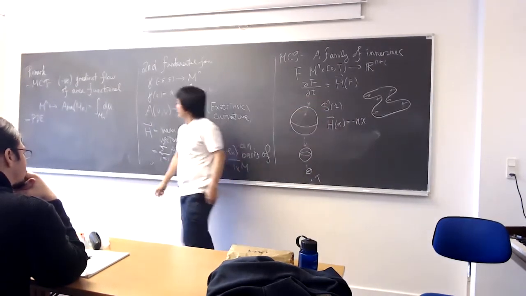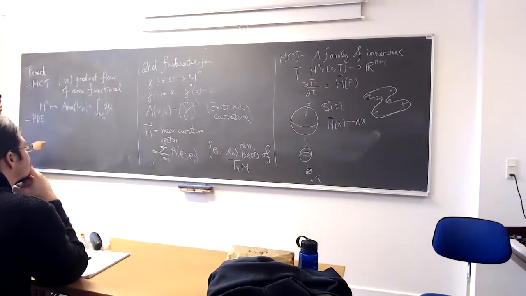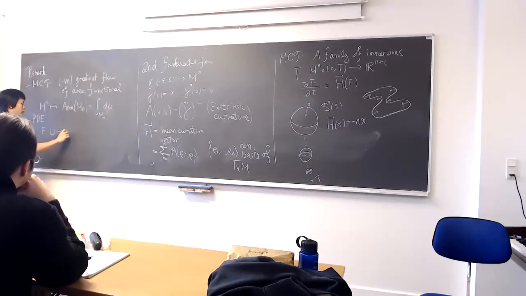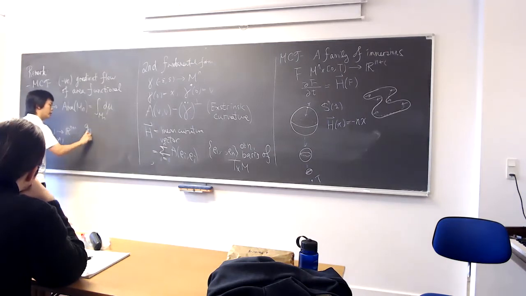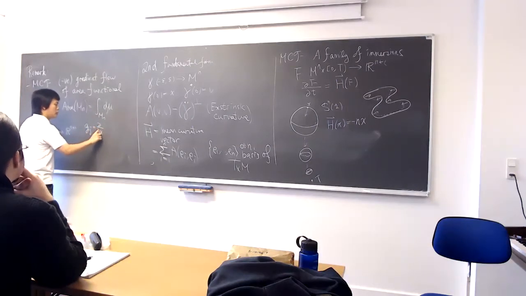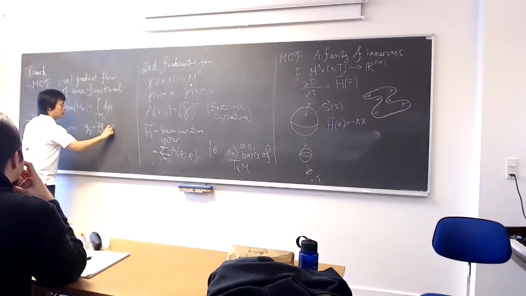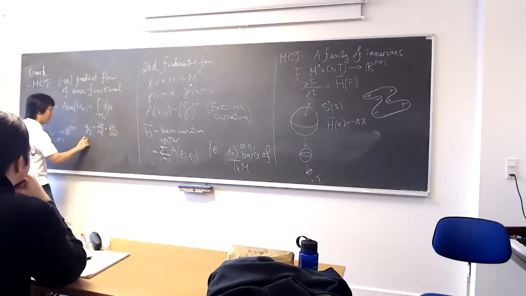Let's say we have a local coordinate, from U to R^(n+1), with x1 up to xn. This is the coordinate of your manifold. Then you can check that the mean curvature vector is actually the following. We call g_ij the dot product of this one, and g^ij is just the inverse matrix.